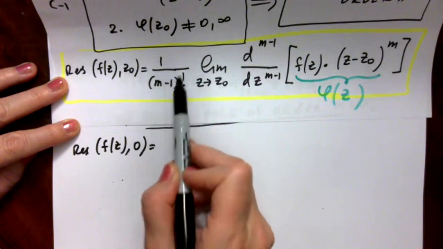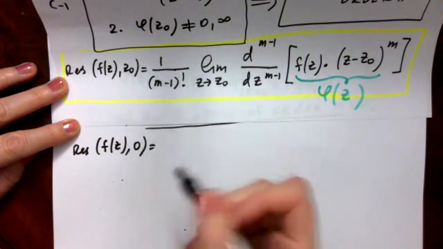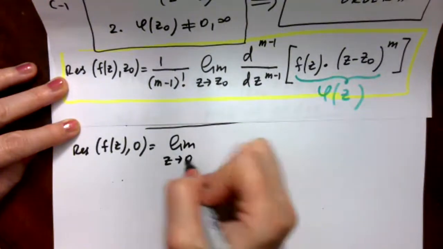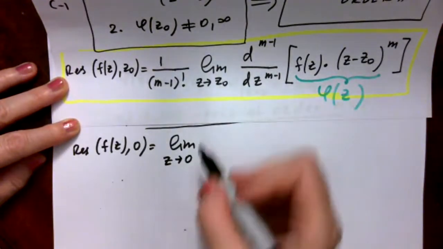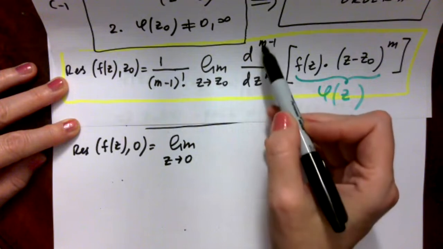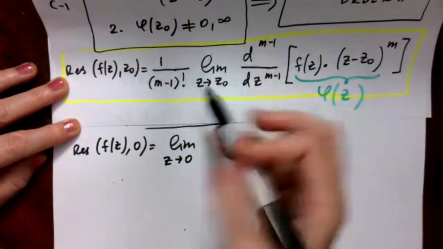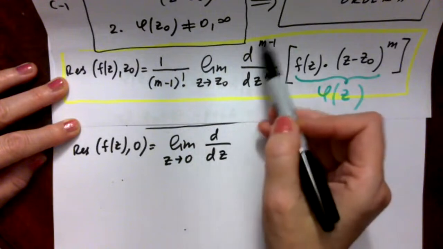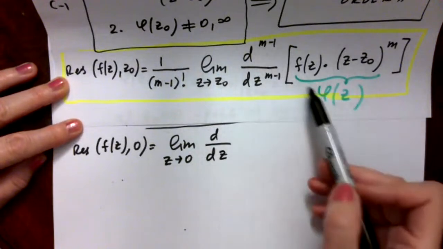So what we will have here: m is equal to 2, 2 minus 1 will be 1, and 1 factorial is just 1. I'm sort of lazy to write it. Let's better move to the limit. So limit when z tends to 0, of course. And what is the order of the derivative here? M minus 1 will be 1. So it means just the first derivative, which is d over dz. You don't need to write a 1 here, of course, in this case.